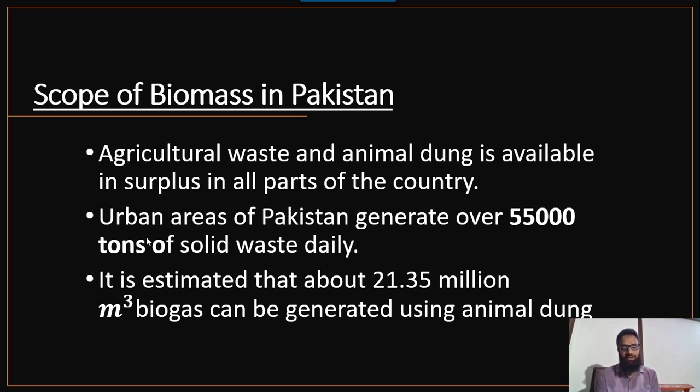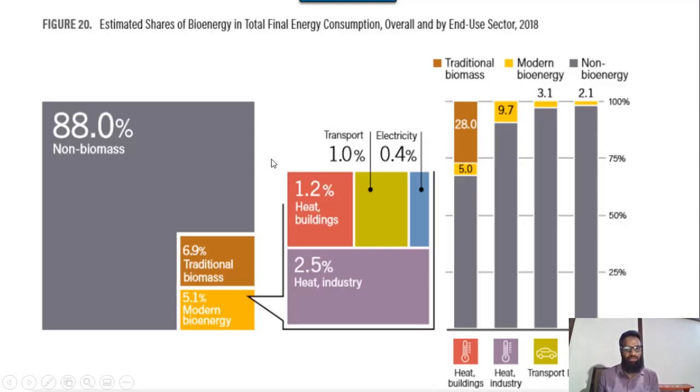According to some research, almost 55,000 tons of solid waste is produced daily in Pakistan, and it is estimated that 21.35 cubic meters of biogas can be generated from animal dung. So Pakistan has a huge potential to produce electricity or heat from biomass.